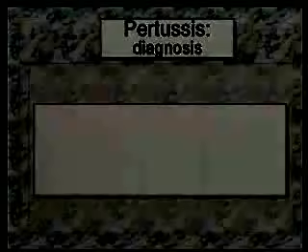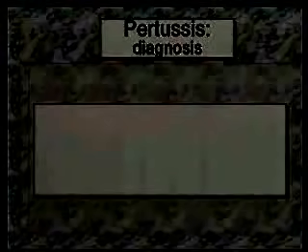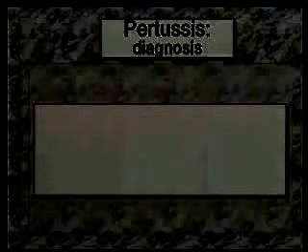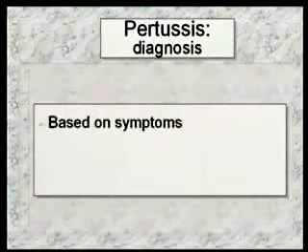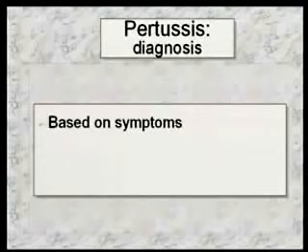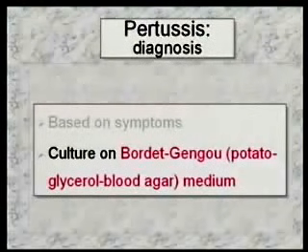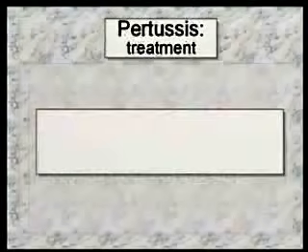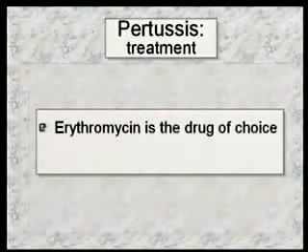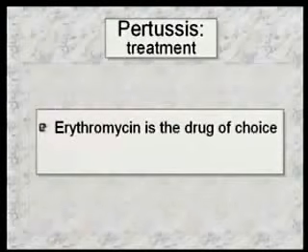So those were the pathogenic mechanisms by which the organism causes the symptoms. The diagnosis is based on symptoms. And once you hear that whoop, you cannot go wrong. The confirmatory test would be culturing the organism on Bordet-Gengou potato starch or potato glycerol agar. Okay? The treatment, erythromycin, is the treatment of choice, at least at the moment.